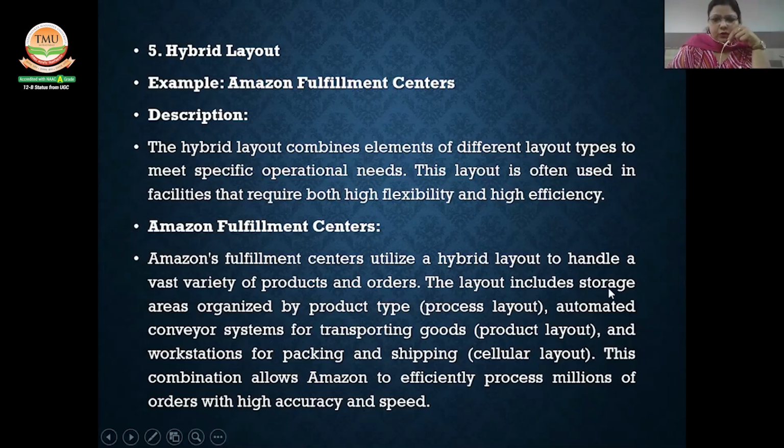The layout includes storage areas organized by product type, or process layout, and an automated conveyor system for transporting goods, so we can say product layout, and workstations for packaging and shipping, so we can say it is a cellular layout. This combination allows Amazon to efficiently process millions of orders with high accuracy and speed. They sell different items, but the efficiency of the work and the availability of the product on time is possible just because of the hybrid layout, or we can say a proper facility layout.